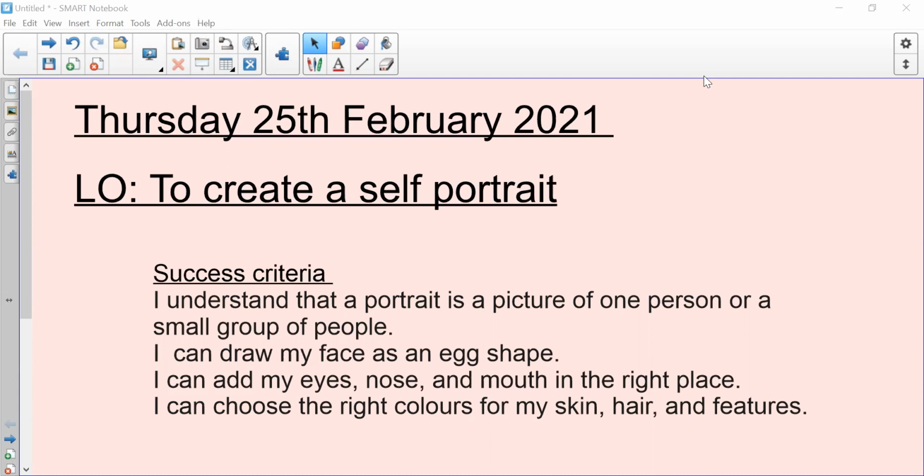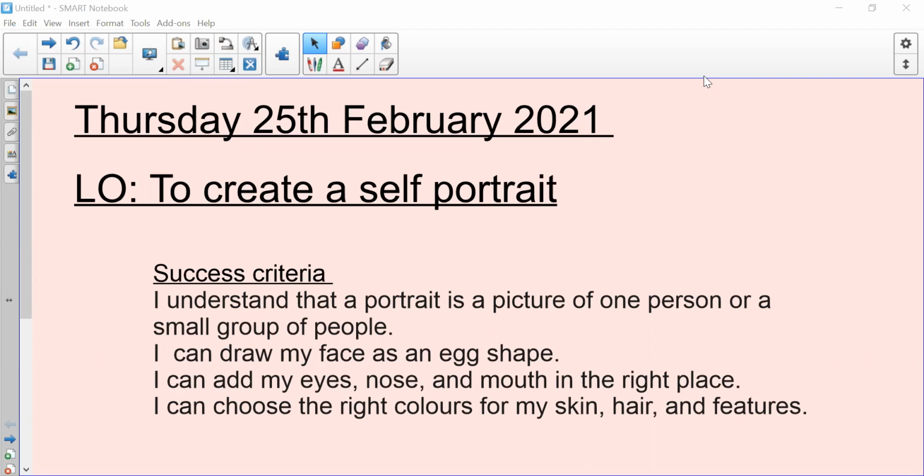So for this lesson, you are going to need a piece of paper, a pencil, a ruler if you've got one, a rubber if you've got one, and some colouring pencils if you have those. So if you want to make a list of that, I'll say them again. A pencil, some paper, a ruler, a rubber, and colouring pencils.